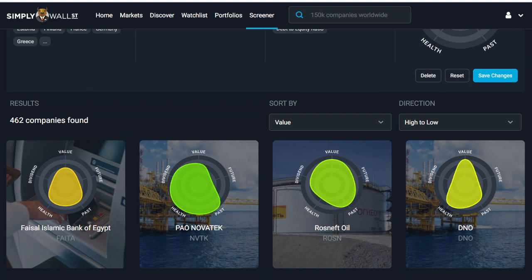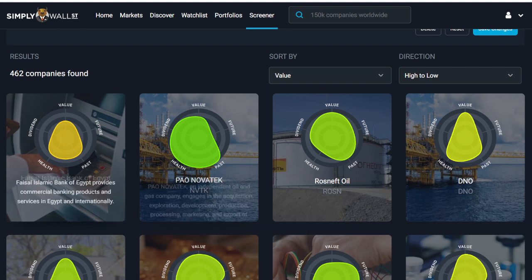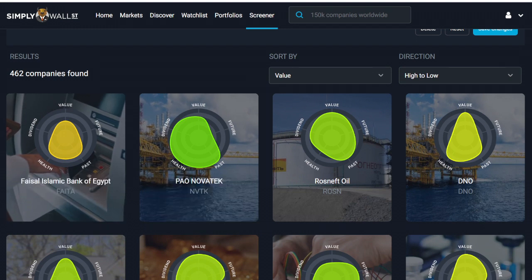Of course, I sort by value. I am a dividend growth value investor. I like growth, I like dividends, and I like value. So that's also really important for me. And then comes basically the further investigation, right?